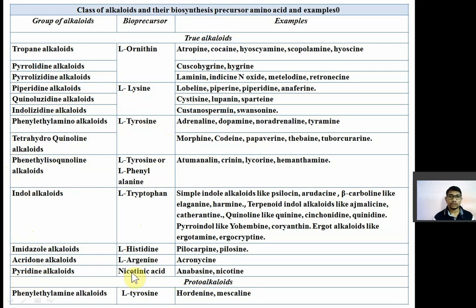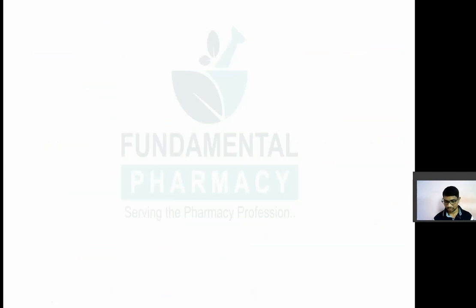Pyridine alkaloids are obtained from nicotinic acid. And protoalkaloids or alkaloidal amines are biosynthesized from phenylethylamine. So this was again very important.